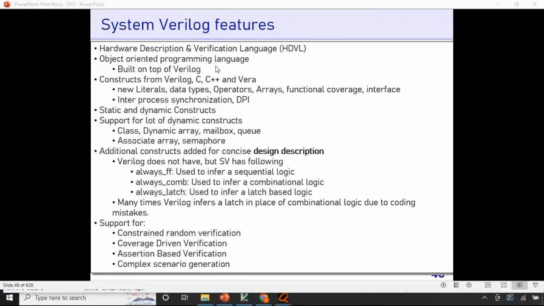Then what should I call Verilog as? Module-oriented programming. If at all I have to tell something, I have to tell module-oriented programming.